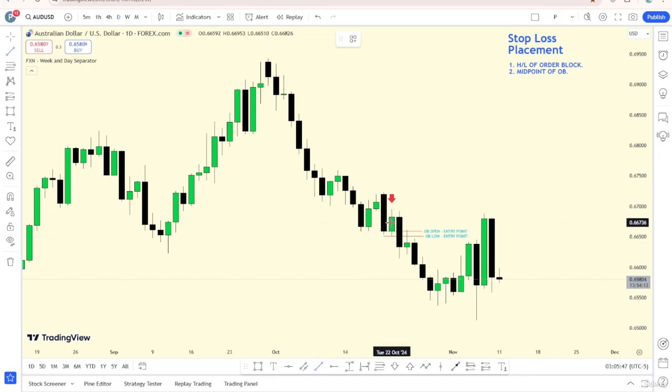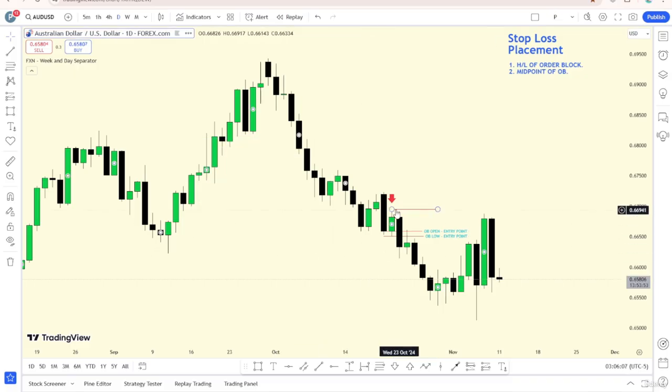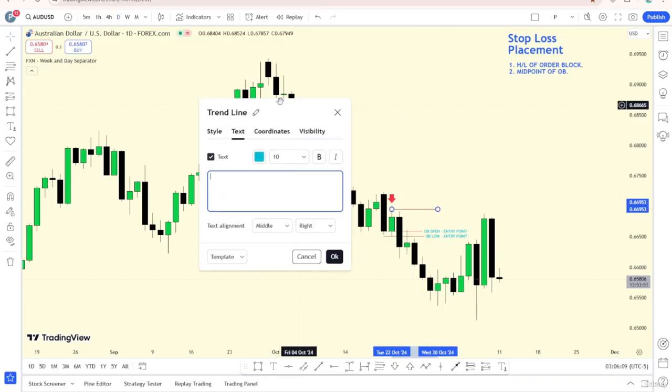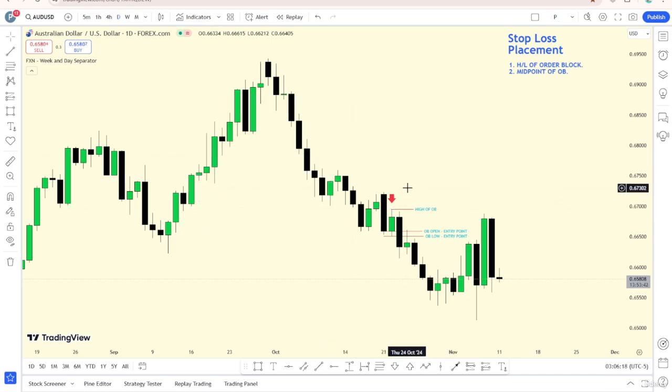If this is the low of the order block you have entered using that low, what I mean by the high is the high of that candle right there. That high is 0.66953. So that is the high of the order block, the high of OB. This is the most conservative place you can place your stop loss, and make sure that you're adding at least 2 to 3 pips for spread.